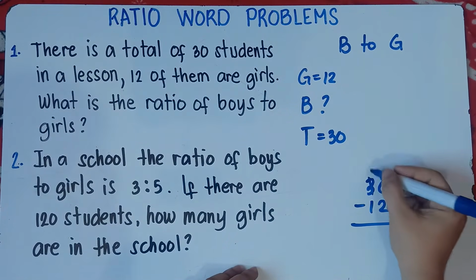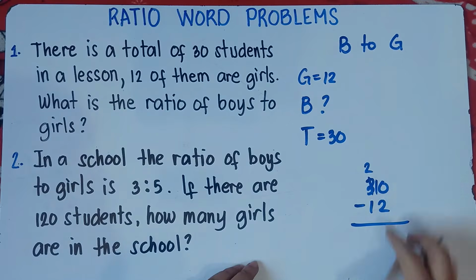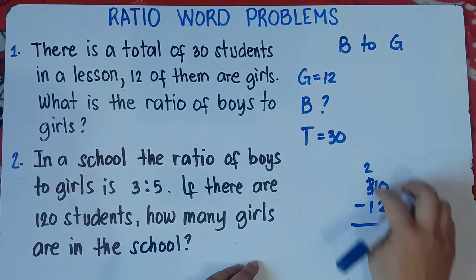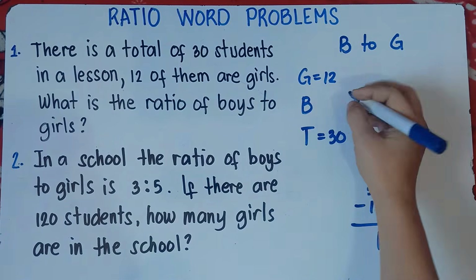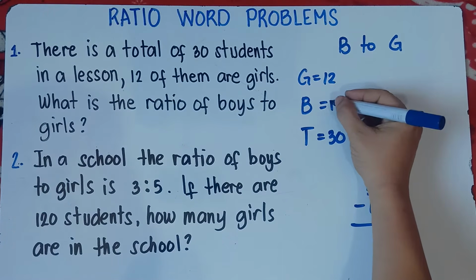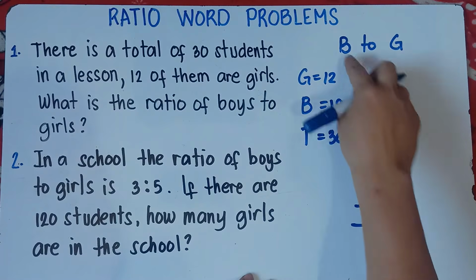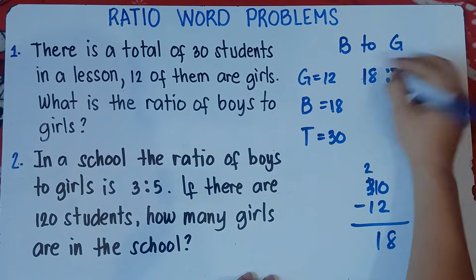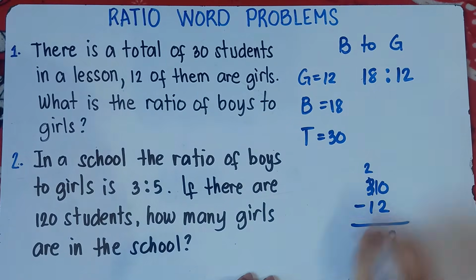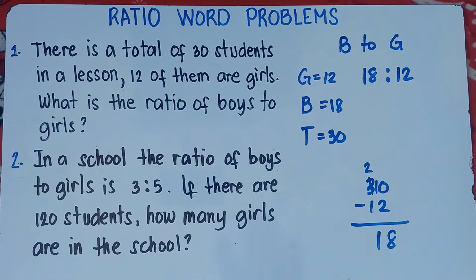Alright, so borrow 1, this becomes 2, this becomes 10, 10 minus 2 is 8, 2 minus 1 is 1, 18. So therefore, there are 18 boys. So we can now find the ratio. The ratio of boys to girls, that would be 18 is to 12. Now you always check your answer, class, if you can simplify that one, because you need to simplify your ratio in simplest form.